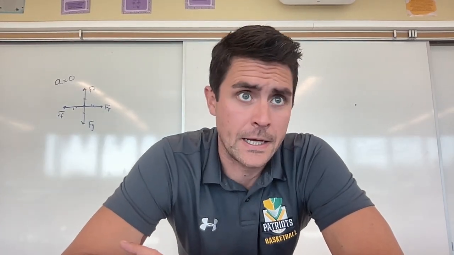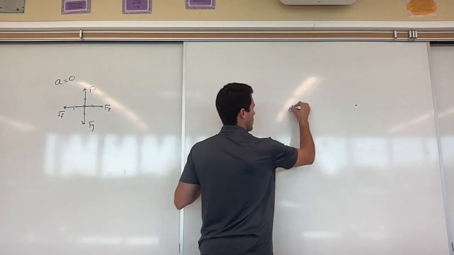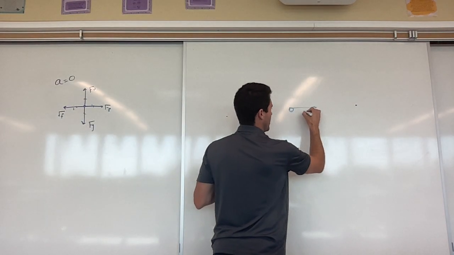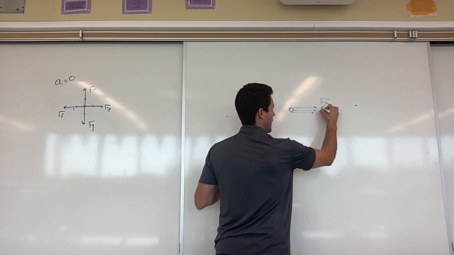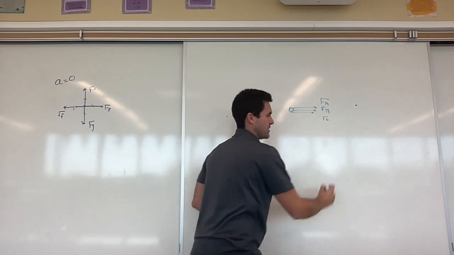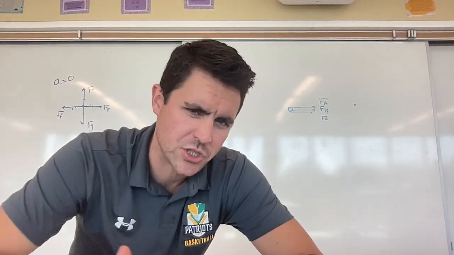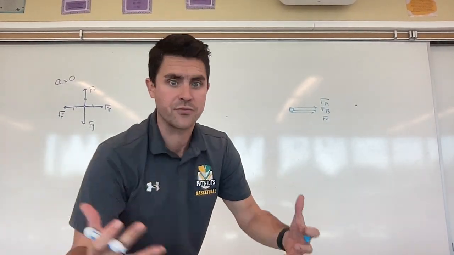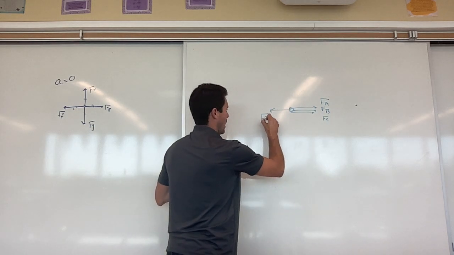Let's go FBD first. I've got a car. On that car, I'm going to push. I had three people pushing. Let's call it FA, FB, and FC, and A, B, C are our classmates. We were all pushing on the car together. When I pushed on that car, there was also a resistive force I had to push against, and that resistive force was the force of friction.